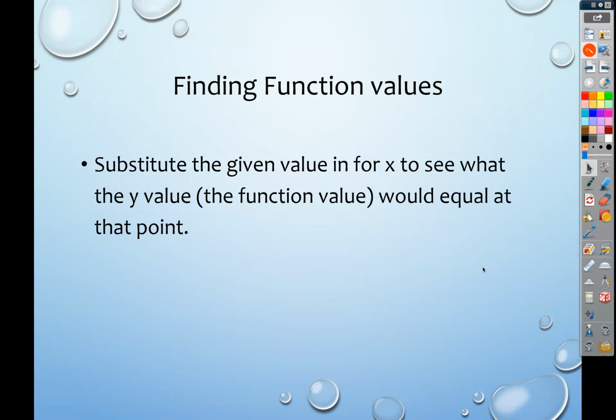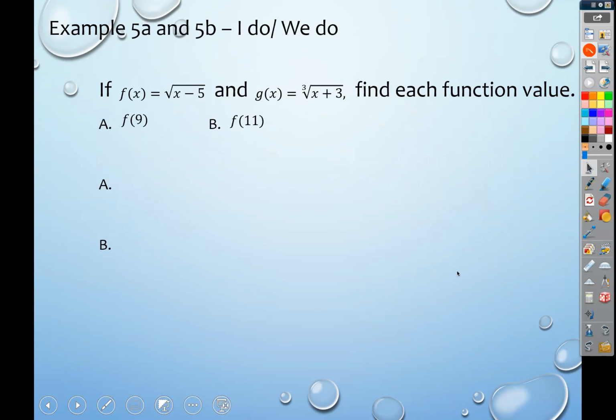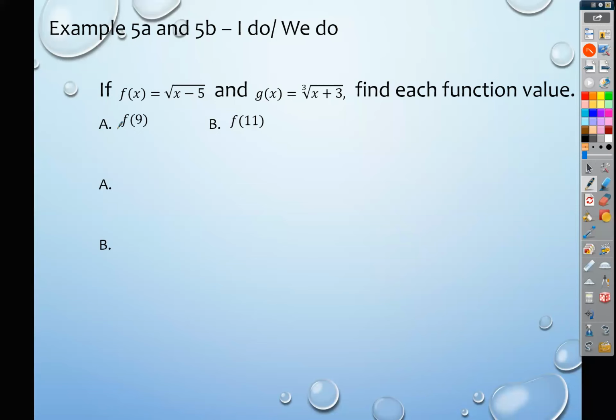Now we're going to be finding function values, which means to substitute the given value in for x to see what the y value would equal at that point. Okay, so if f of x equals the square root of x minus 5, and g of x equals the cube root of x plus 3, find each value. All right, so what this means is this is saying to find f of 9.